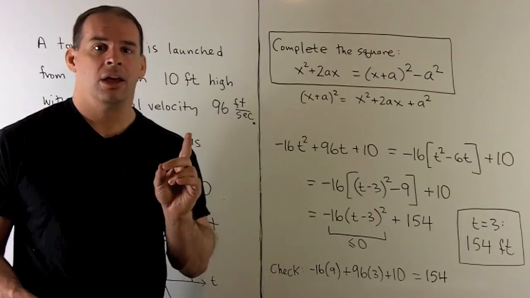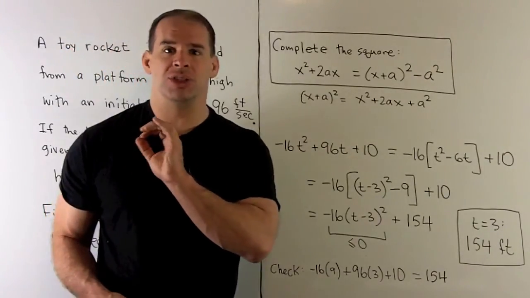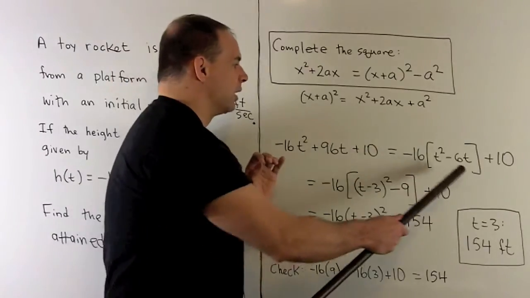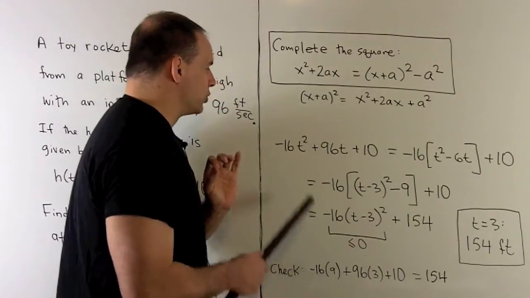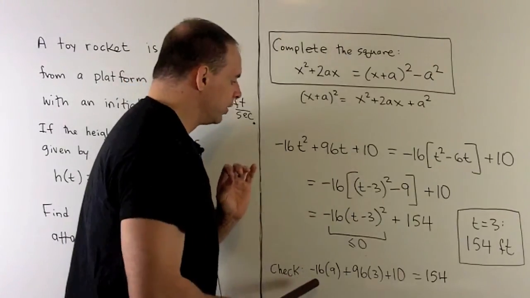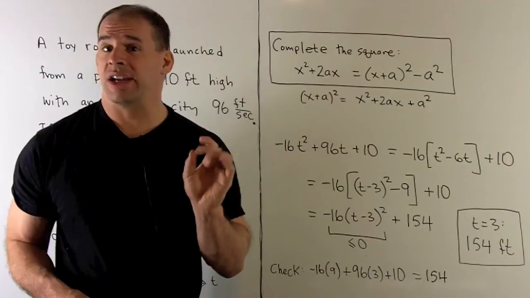As a check, I could take our t equals 3 and put it back into the original function just to make sure we didn't make any mistakes when we completed the square. If we put this back into the original function, which is right here, you'll note out comes 154, so at least that check works.